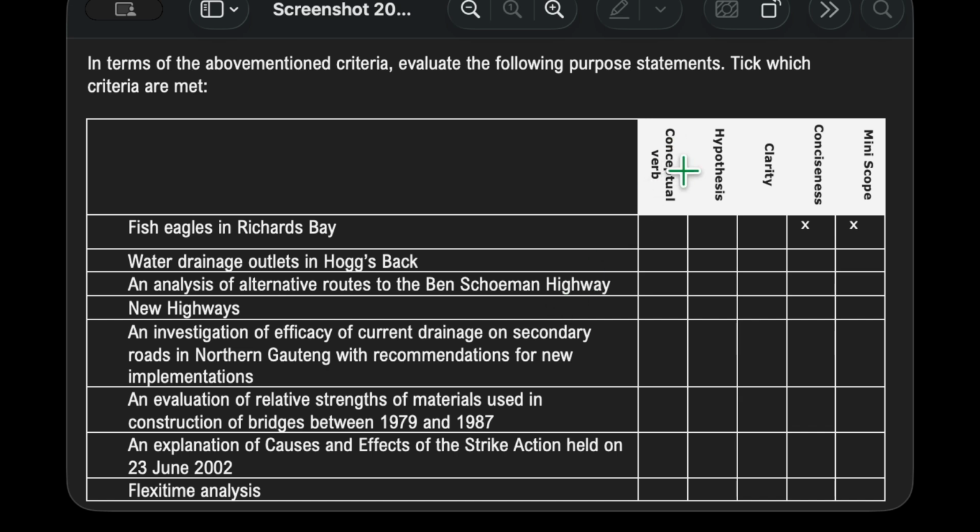We have a conceptual verb. We have an hypothesis. All right, because their hypothesis would be there are alternative routes, or there aren't, or there are too few or too many, but there are multiple hypotheses that can come out of that. It is clear. It is as concise as it needs to be, so it would get that mark for me. And then it does have mini scope, obviously the Ben Schoeman Highway. So that's a good one.